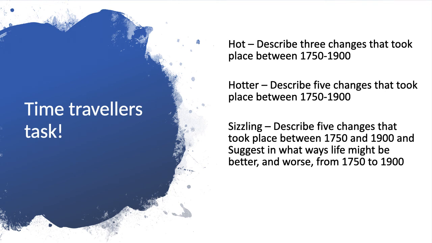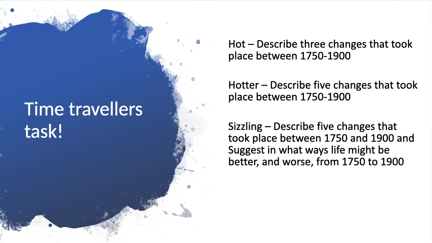Now, if you're going to do the hot task, you're going to describe me 3 changes. So you're going to tell me one thing that happened in 1750, one thing that happened in 1825, one thing that happened in 1900. And I want 3 lines on each date. So 3 lines on 1750, 3 lines on 1825, 3 lines on 1900.